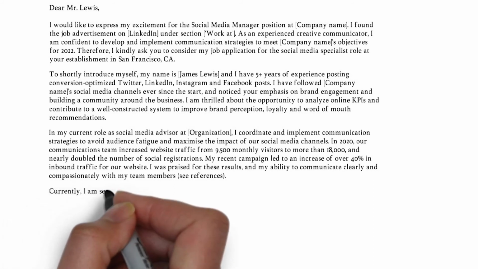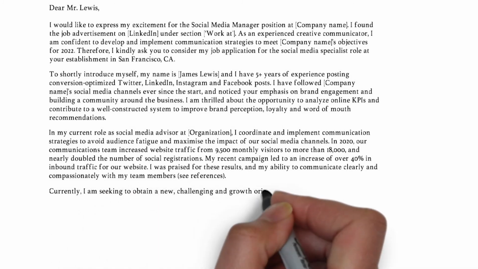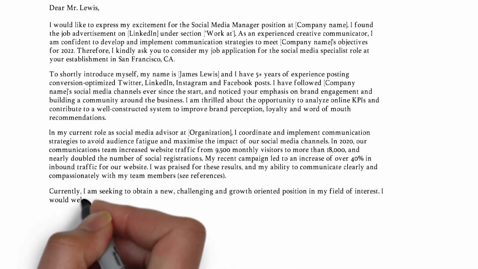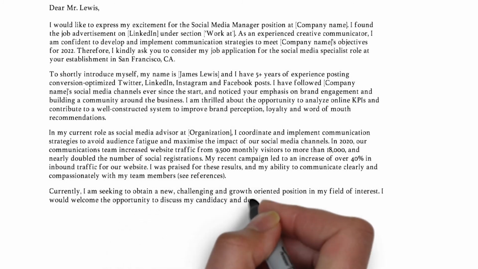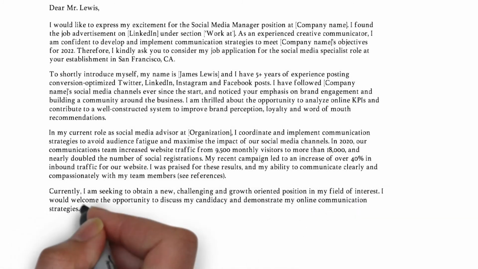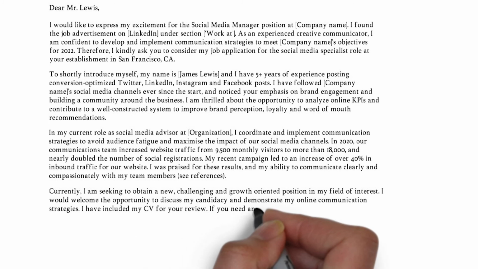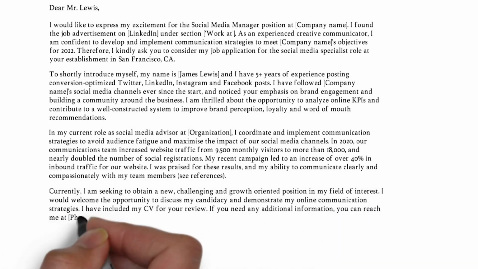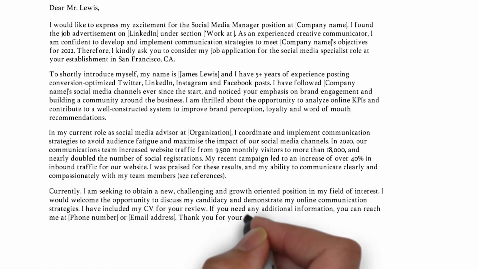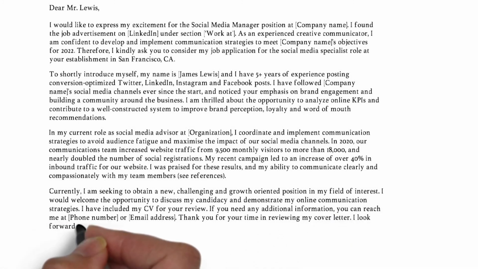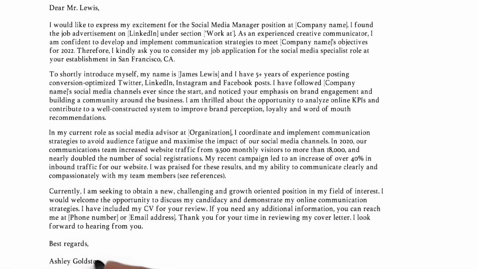In the last paragraph, you can explain the reason for switching jobs and express your interest to further discuss your candidacy, and perhaps also the subject of interest. Refer to your attached references and resume, and include your phone number so they can easily reach out to you. Don't forget to thank the reader for taking their time to review your cover letter and close in a compelling way. So, kind or best regards, followed by your name and surname.